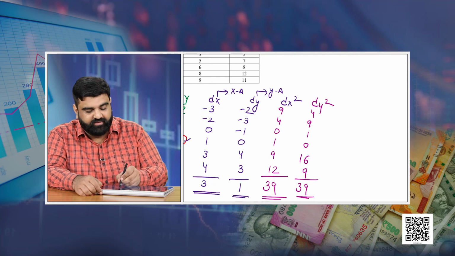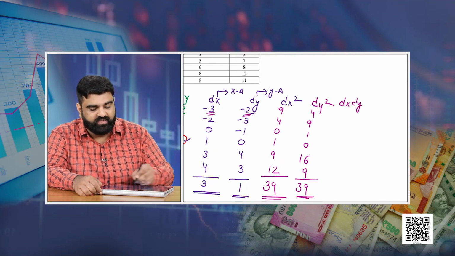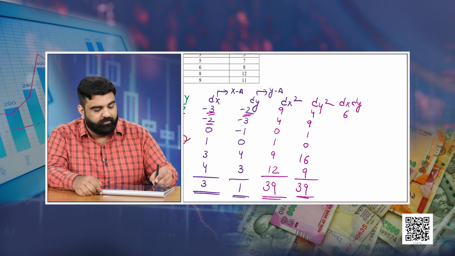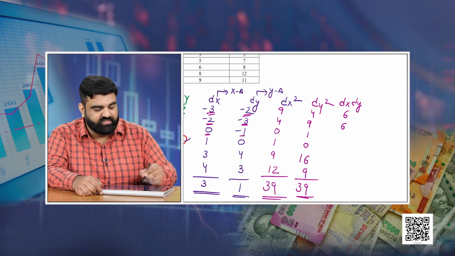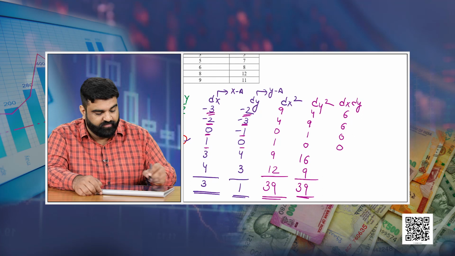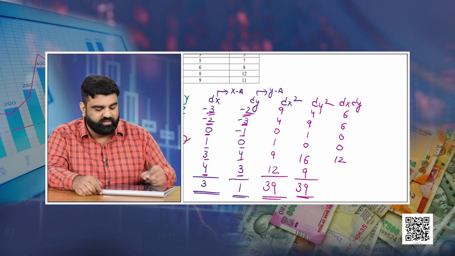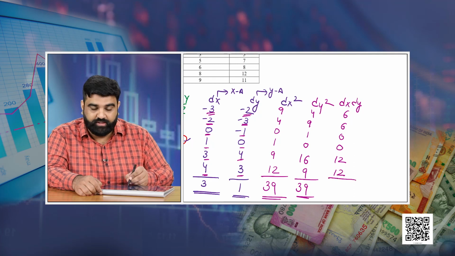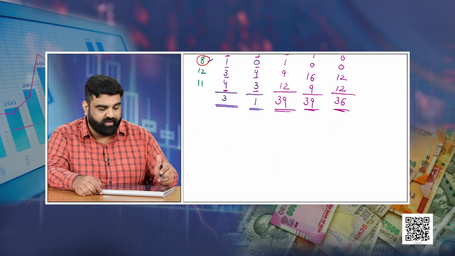Now, let us calculate dx multiplied by dy. So, minus 3 into minus 2 which will be 6, minus 2 into minus 3 which will again be 6, 0 into minus 1 will be 0, 1 into 0 will be 0, 3 into 4 will be 12, 4 into 3 will also be 12. So, the total to this will be 36. Let us put these values into the formula.